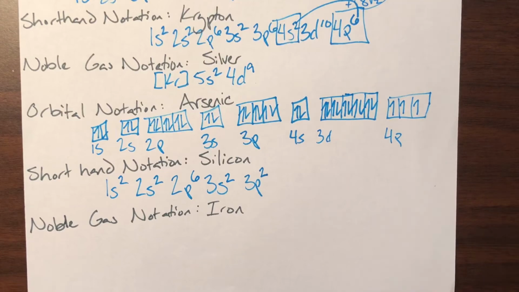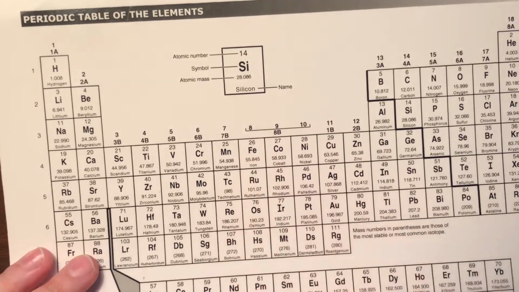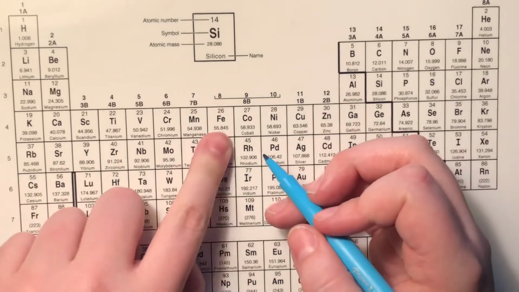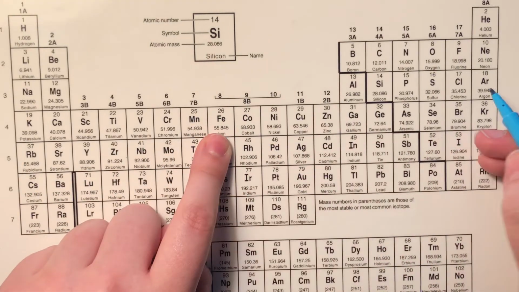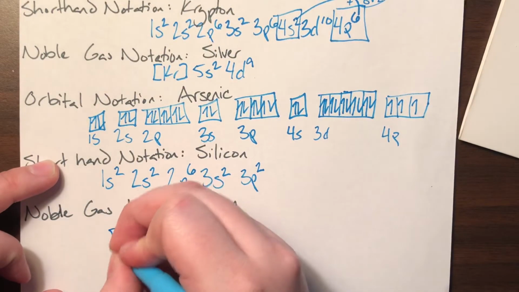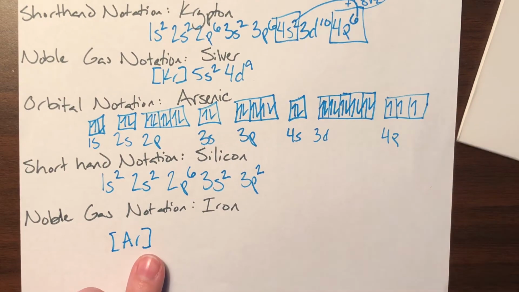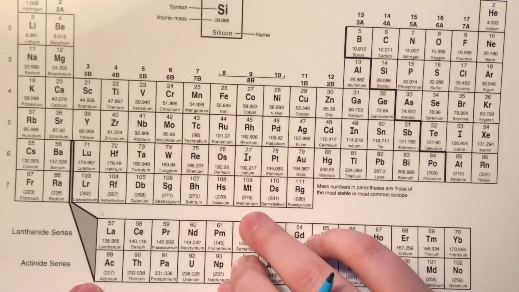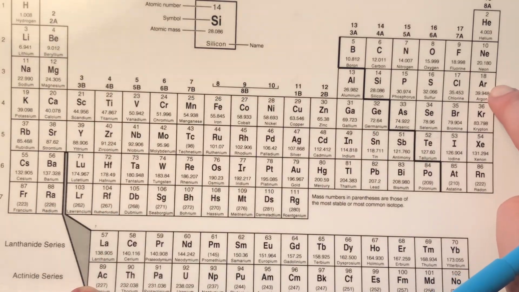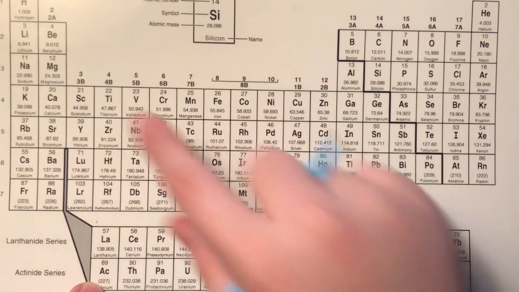Finally, I just have the noble gas notation for iron. Iron is going to be element number 26. And since I'm doing a noble gas notation, I need to find its closest noble gas. So I need to backtrack. So whenever I backtrack, I see that my closest noble gas is going to be argon. So I will go ahead and say bracket argon, bracket. And then I just need to account for the electrons that argon does not have, as just saying argon's name accounts for electrons number 1 to 18. So now all I need to do is account for electrons 19 to 26.